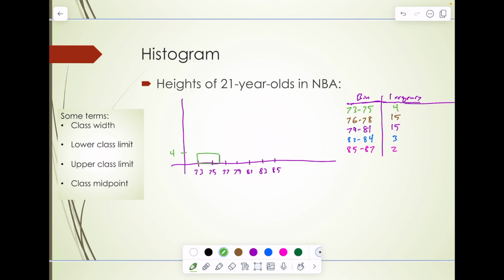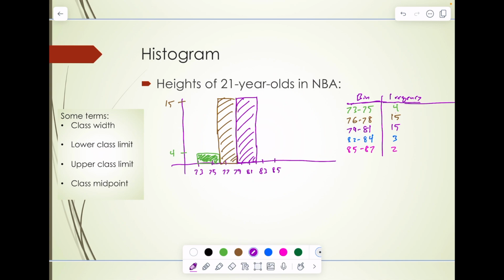So about like that. The next one is going to go from 76 through 78. So it's going to start here and go all the way. It'll actually end right at the start of 79. And it'll go all the way up to 15. So that's the second bin, the second class. And then the third class is going to start at 79 and go all the way through 81 to 82. And it also goes up 15, and so there's that.